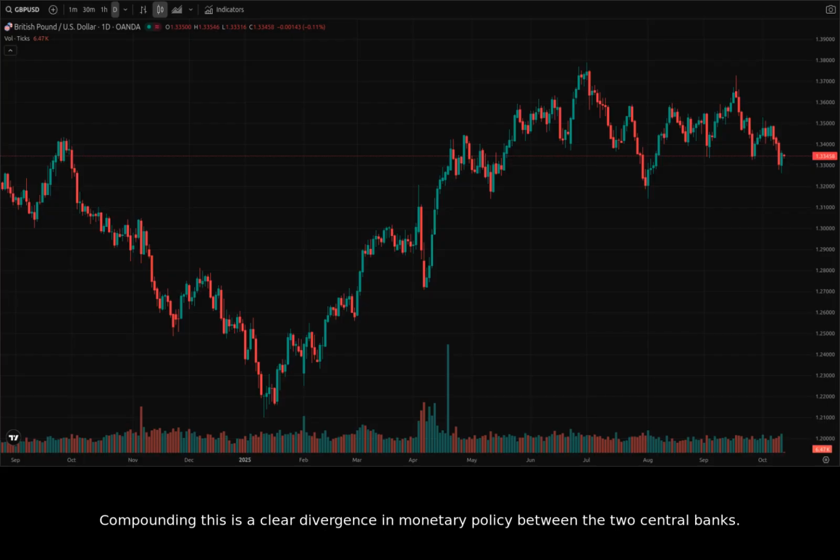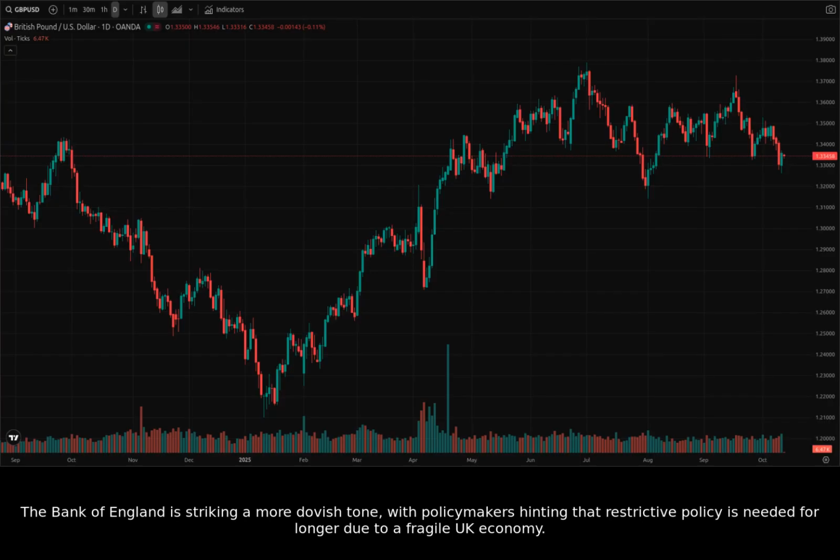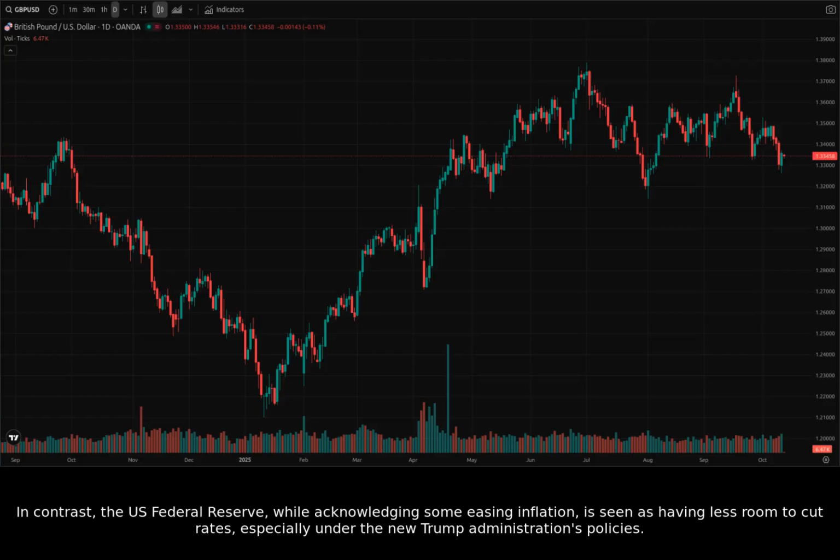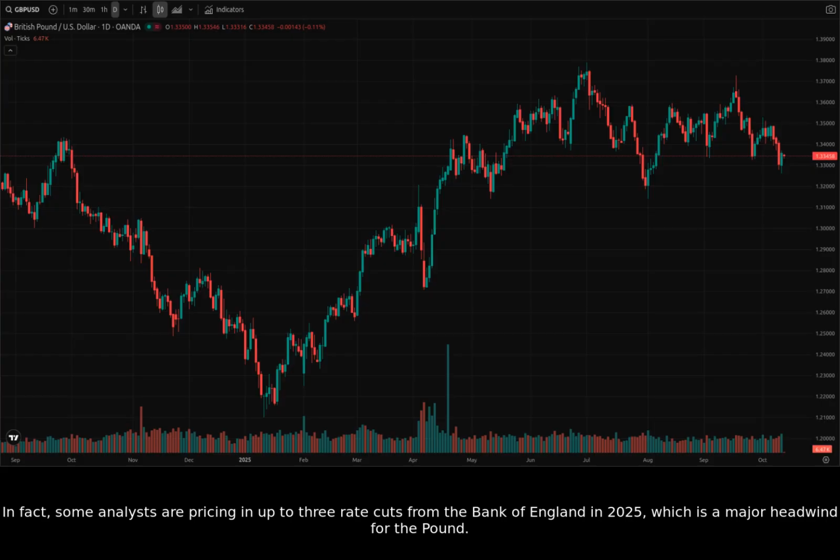Compounding this is a clear divergence in monetary policy between the two central banks. The Bank of England is striking a more dovish tone, with policymakers hinting that restrictive policy is needed for longer due to a fragile UK economy. In contrast, the U.S. Federal Reserve, while acknowledging some easing inflation, is seen as having less room to cut rates, especially under the new Trump administration's policies. In fact, some analysts are pricing in up to 3 rate cuts from the Bank of England in 2025, which is a major headwind for the pound.